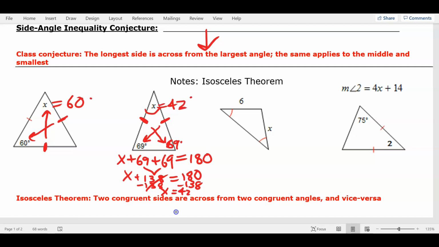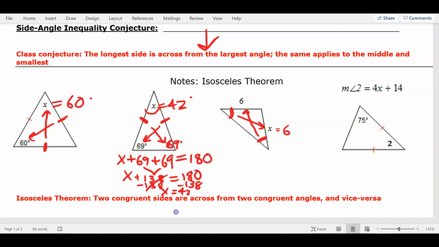Does everyone see how that works? Equal sides, equal angles. Use that to solve for x. Number two, it works backwards. This is the converse of the isosceles theorem. If I have equal angles, what do I know about the sides that are across from them? Are those going to be equal? What do you think? Yes, two equal angles means two equal sides. So if this angle is 6, across from it is 6, across from this angle is also going to be 6. Okay, with me?